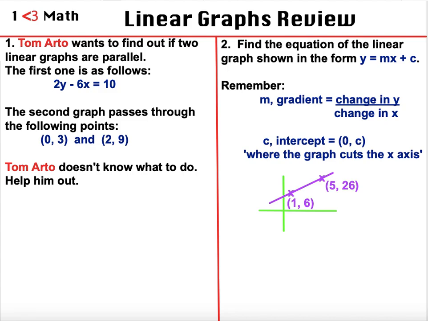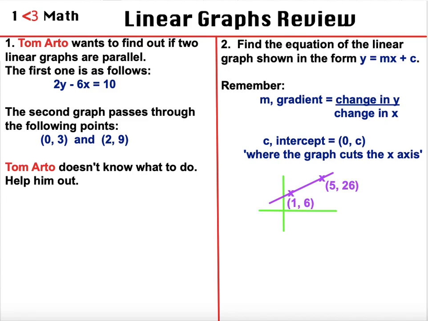Help him out. The second question says find the equation of the linear graph shown in the form y equals mx plus c. Remember, m, the gradient, is change in y divided by change in x. c is the intercept, which is the coordinates (0, c), where the graph cuts the y-axis. The graph shown has two points, (1, 6) and (5, 26). If you'd like to have a go at the questions, please pause the video now before I proceed with the solutions.